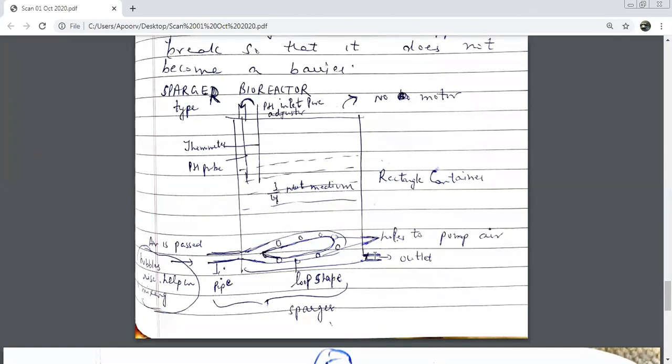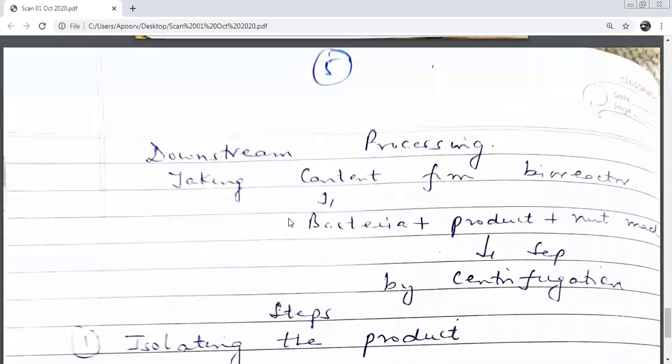This is a rectangle container. If you see the base is straight, it is not curved. इसमें भी यही दोनों चीजें लगेंगी. Your thermometer and your pH probe. Same process you have to do. You have to keep a check on temperature and pH.